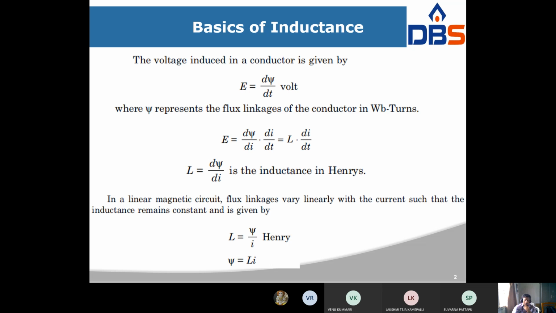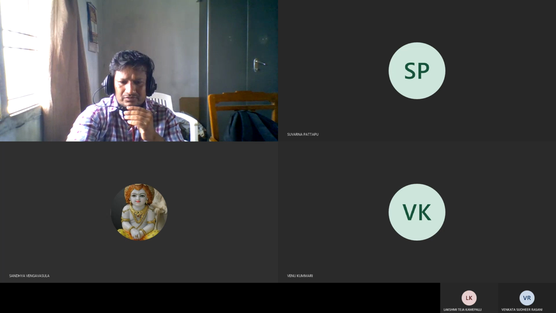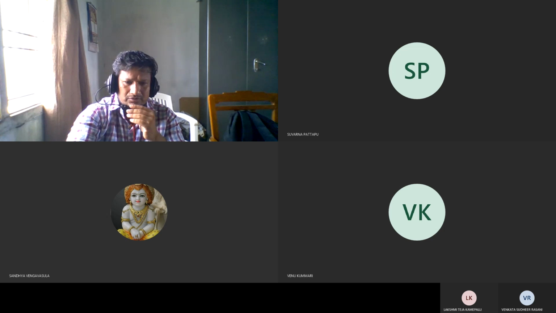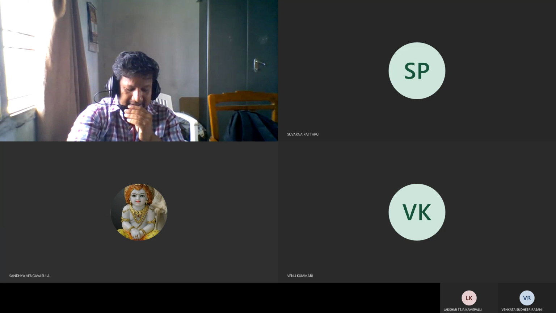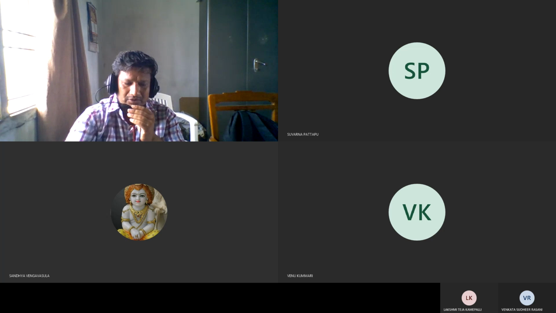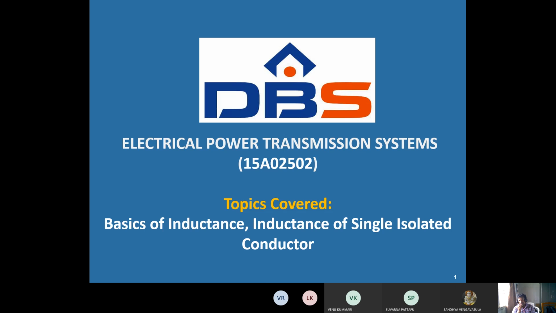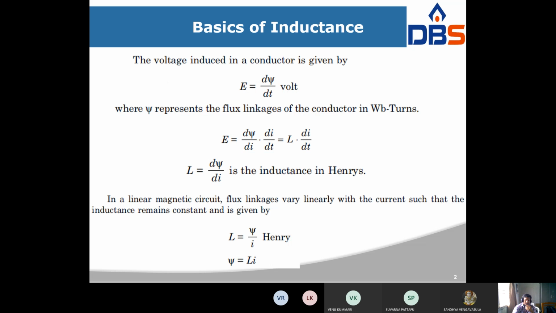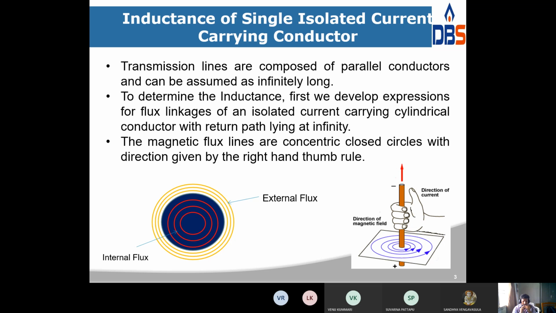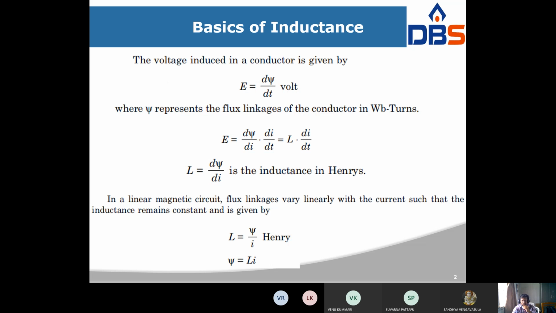We have to determine the inductance in two different stages. First one is flux linkages for a single conductor and also parallel conductors. In a single conductor also, we have to determine internal flux linkages due to internal flux and external flux also, right? So here, the inductance of a single isolated current carrying conductor. Generally in offline classes, first we derive the flux linkages formula, after that we derive the inductance, but here I am deriving it a single time only, right?